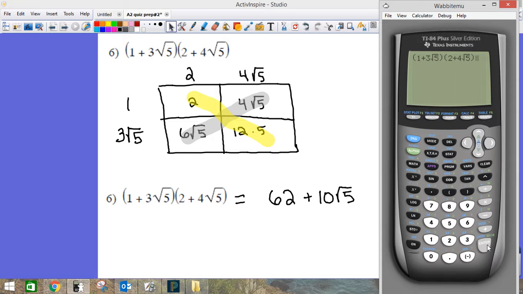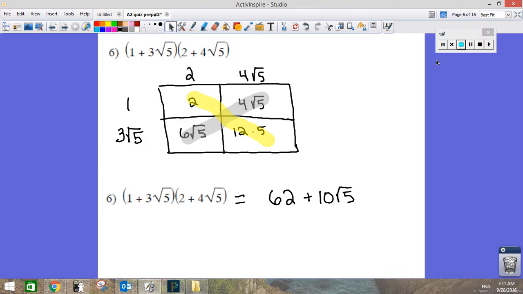Close that parentheses, get that decimal approximation, 62 plus 10 radical 5. And it should be the same decimal approximation, and it is, so we're fairly confident that number 6 is correct.